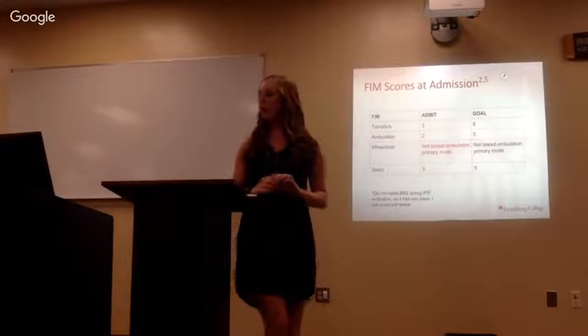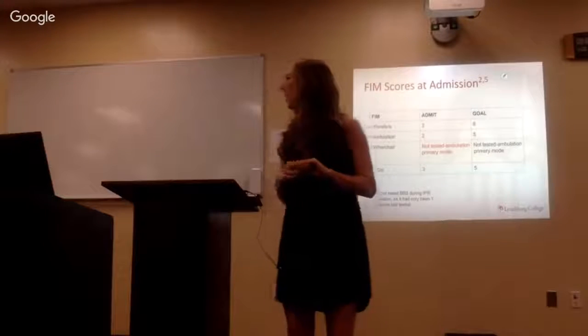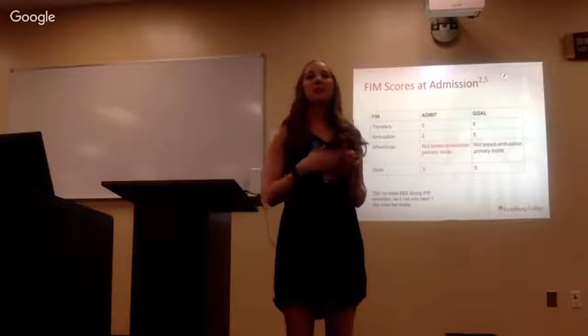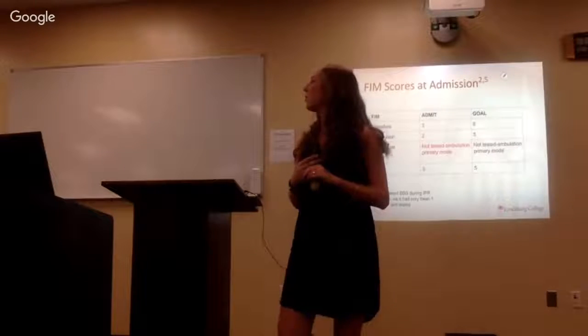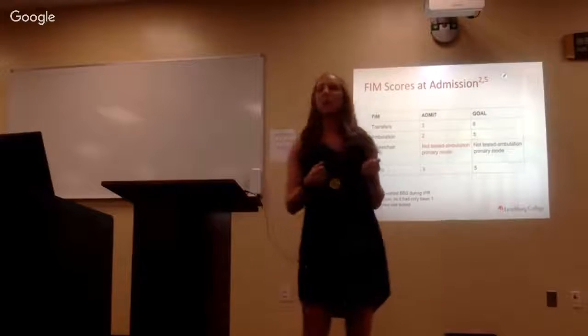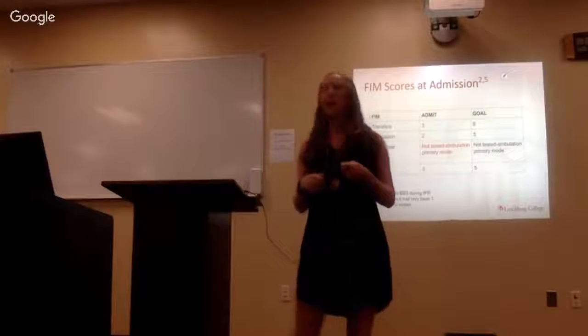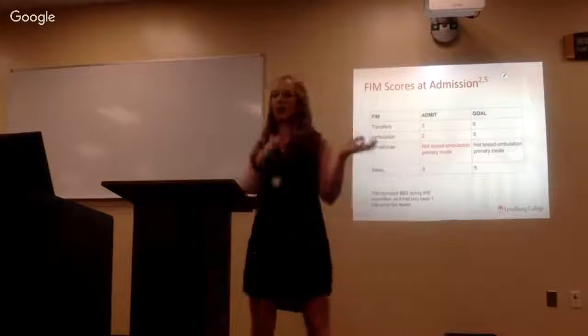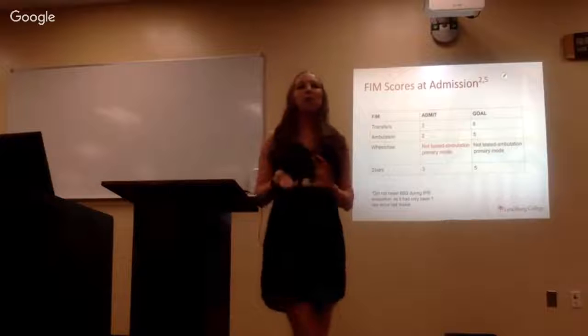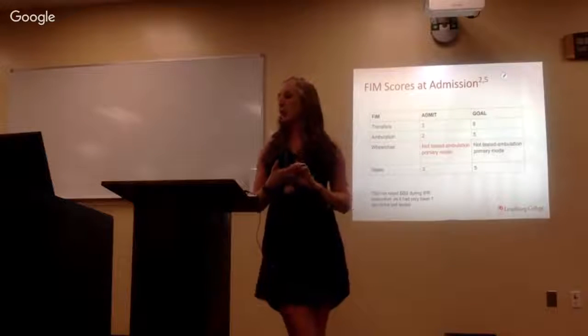So looking a little bit closer at his FIM scores on admission, for transfers, he was requiring moderate assist or 50% assist, putting him at a 3 for all transfers. For ambulation, he was at 2. He did need moderate assist to ambulate with a rolling walker, and he was completely independent prior to his CVA, but he was not yet able to walk the 150 feet even the day of the inpatient rehab eval.